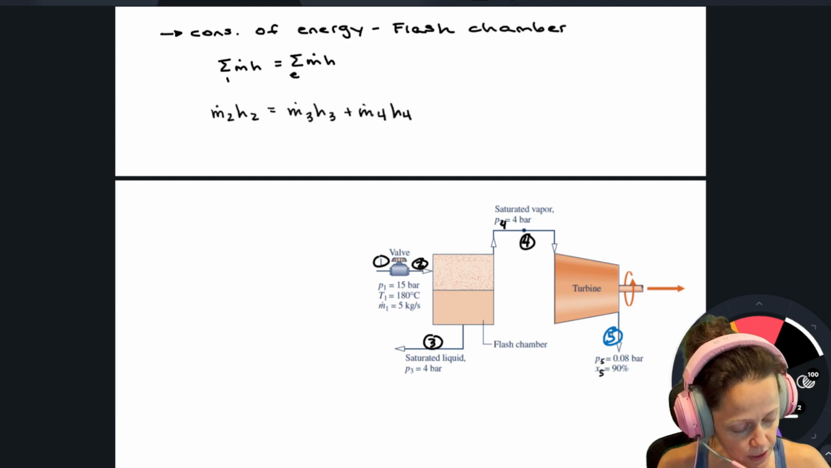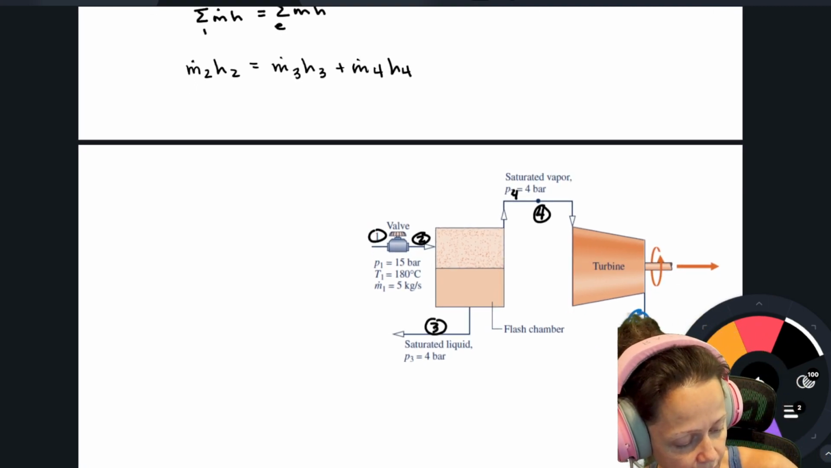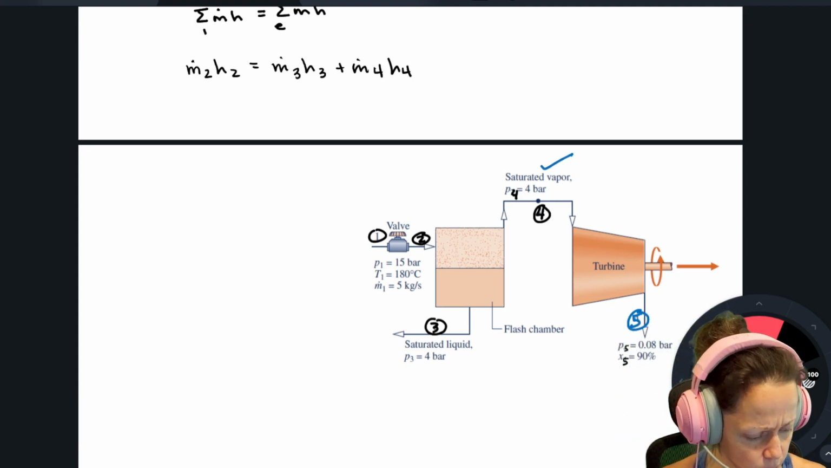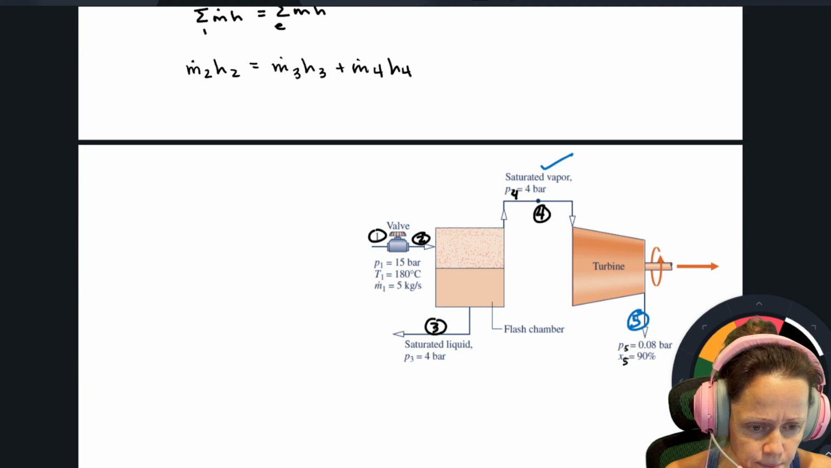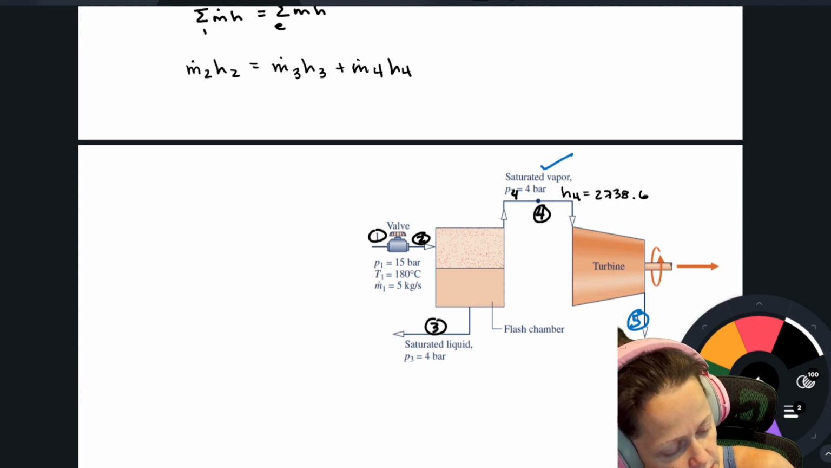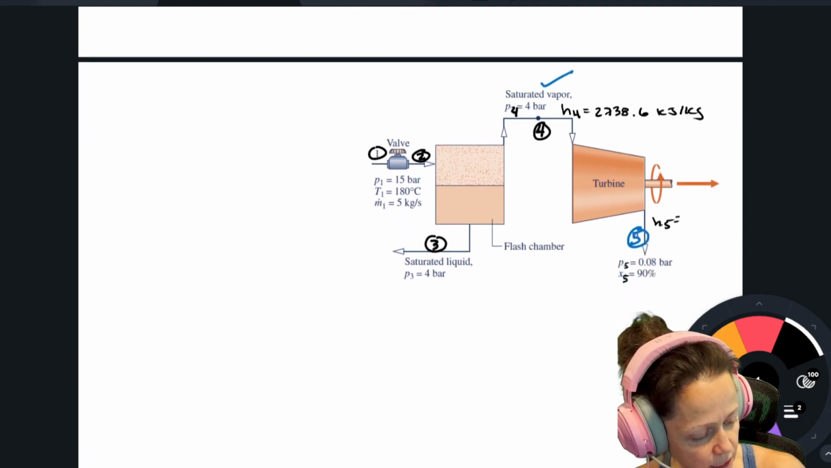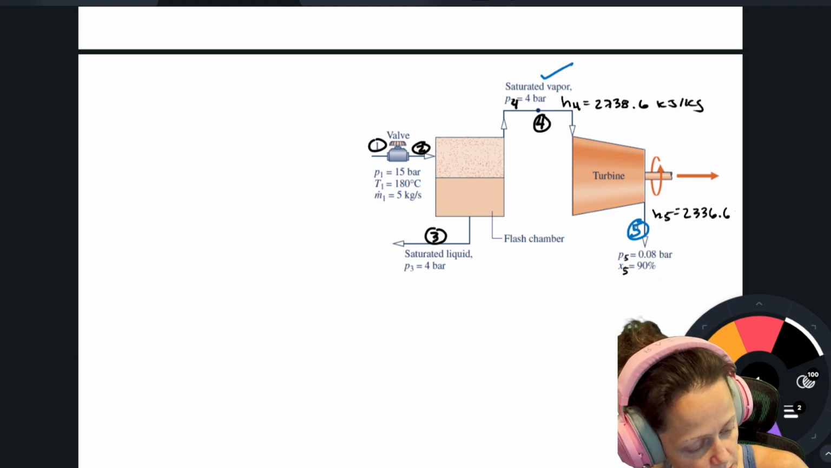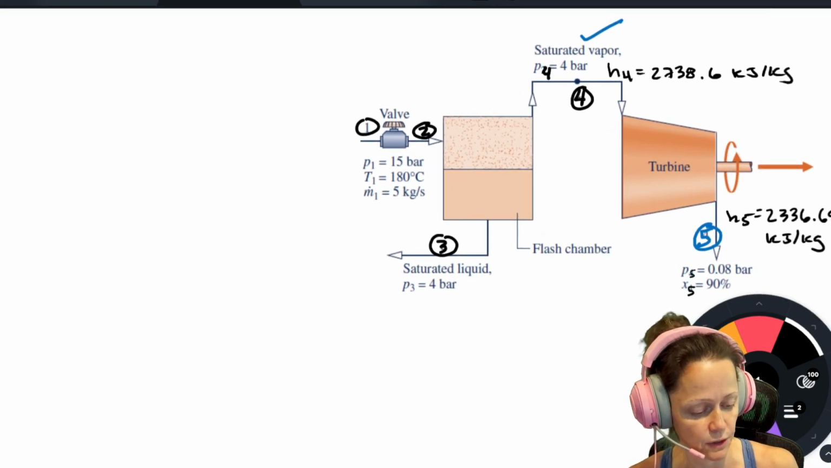So at state 3, let's see what I have. I know I have this guy, I've already figured that guy out. What was he? Let's see, 2738.6 kilojoules per kilogram. H5, we had calculated based on our quality. That was 2336.69 kilojoules per kilogram. Now I need to figure these other guys out.